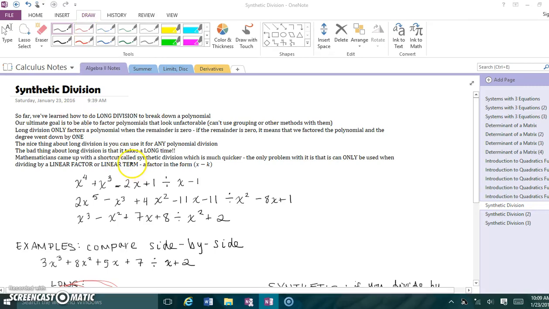So go to the next spot in your notes after the long division notes and title your notes synthetic division. This is a new thing we haven't done yet before. It's basically a shortcut for long division.